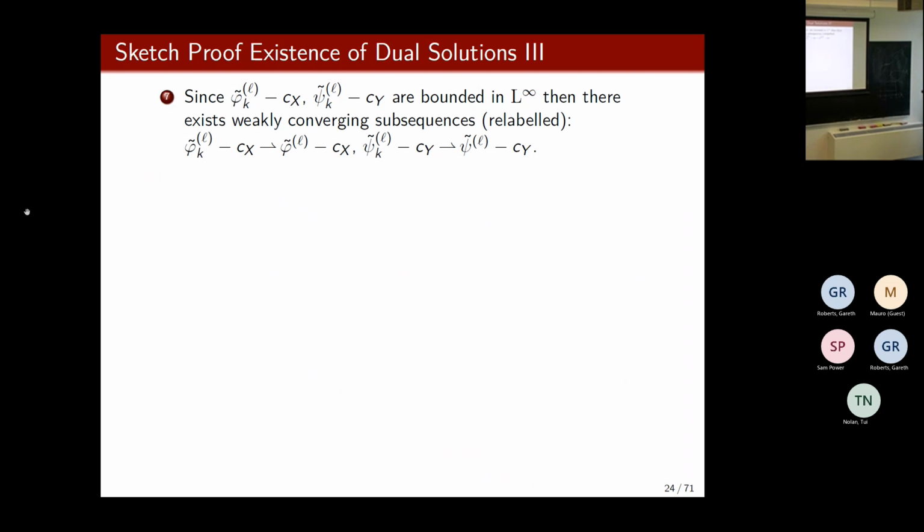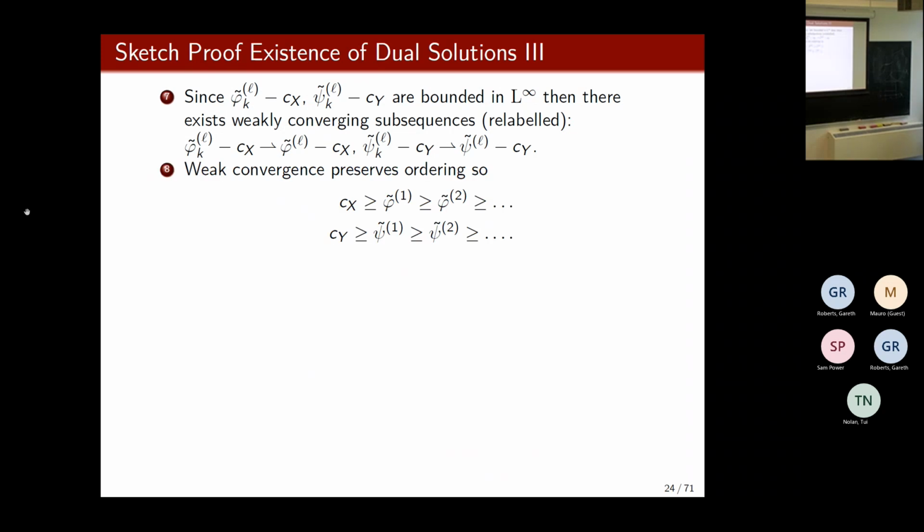So in particular, I can assume that we have some psi tilde L minus C of x and psi tilde L minus C of y, such that psi tilde K of L minus C of x is converging to psi tilde L minus C of x. Okay, so for each L I have this. My weak convergence preserves the ordering. So I have monotonically decreasing sequences in L.